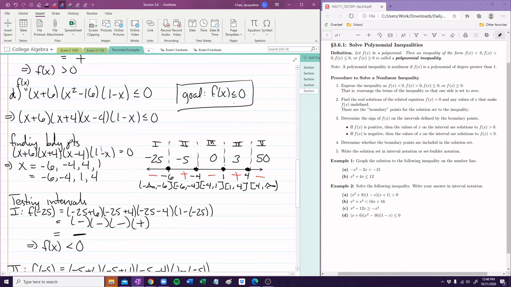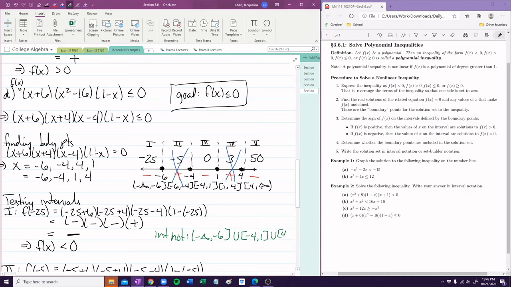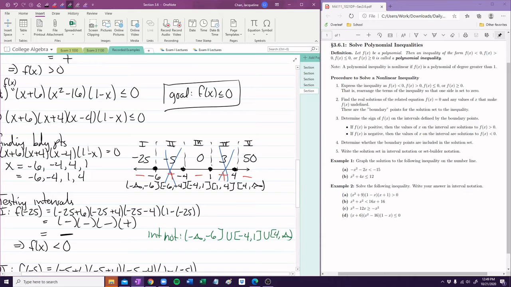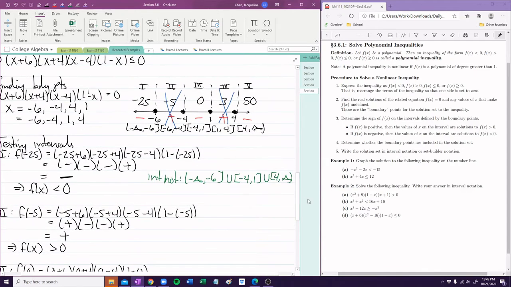Since f of x is less than or equal to 0, I don't want it when it's positive, right? So in my interval notation, this is going to be negative infinity to negative 6, union negative 4 to 1, union 4 to infinity. And this is our interval notation.